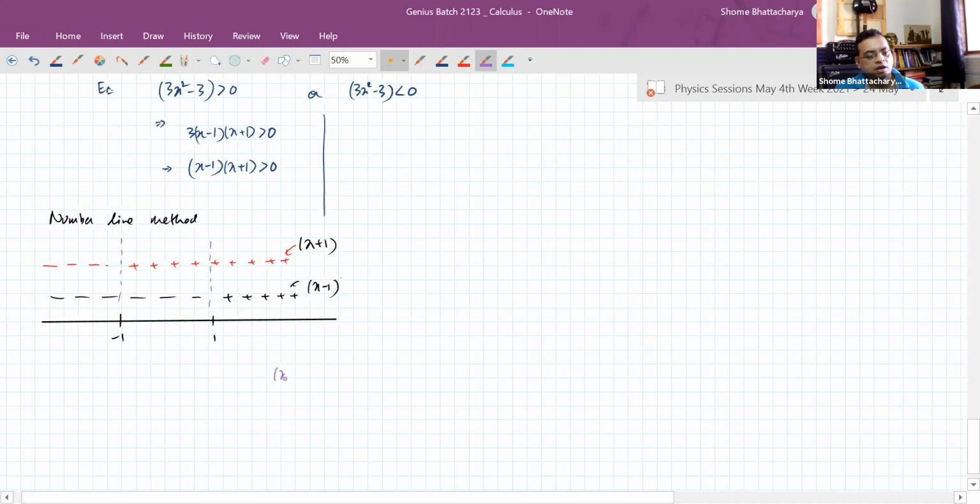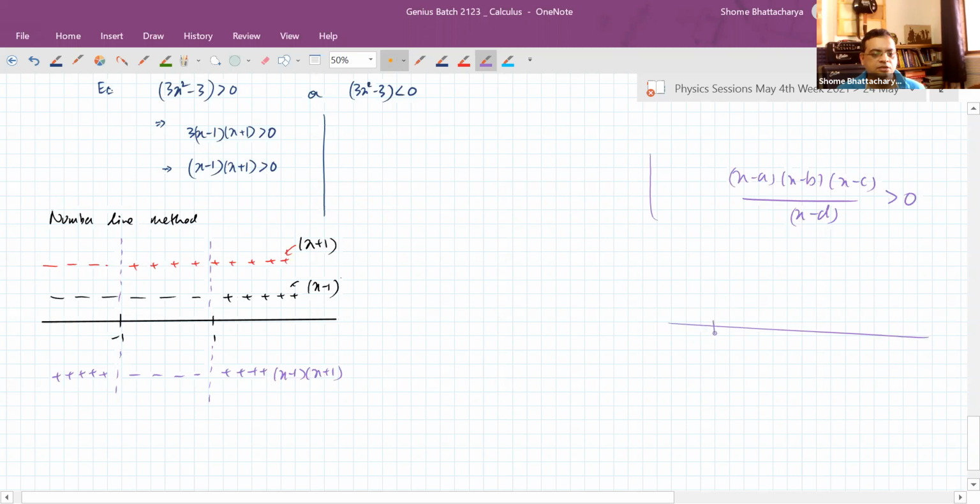when we analyze (x minus 1)(x plus 1), I can see that their product is positive in this region, positive in this region, but negative in between. This is a very convenient and easy method in which you will never make a mistake with solving an inequality. If your inequality has more terms, like (x minus a)(x minus b)(x minus c) upon (x minus d) greater than 0, then you'll just have more terms. You will take the critical points a, b, c, d and analyze each of these brackets.